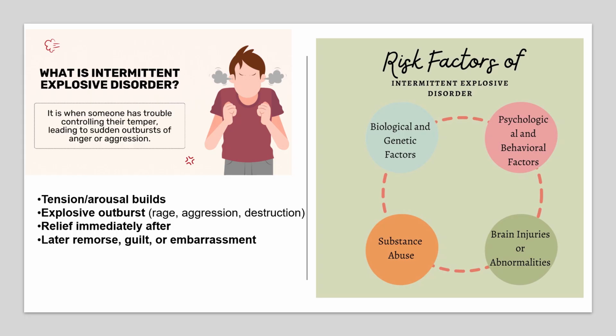The third type of impulsive disorder is IED, which is intermittent explosive disorder, and it is when someone has trouble controlling their temper. So basically it leads to sudden outbursts of rage, aggression and destruction. They usually get relief after that outburst, and then they feel very bad. They have guilt, they feel embarrassed and remorse. The risk factors for these disorders can be genetic or biological, or maybe because of substance abuse. They may have a brain injury or psychological or behavioral factors.